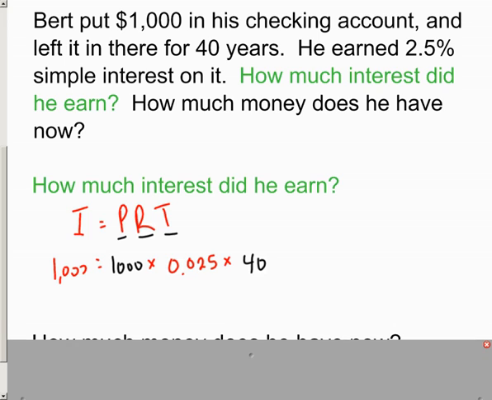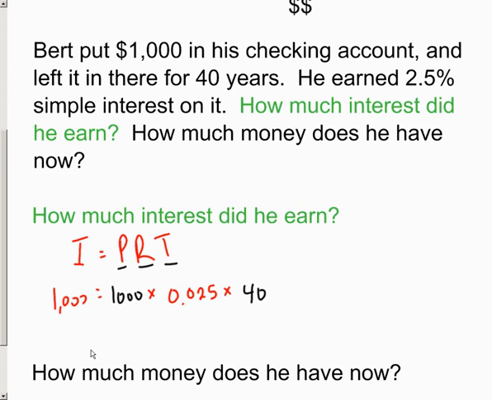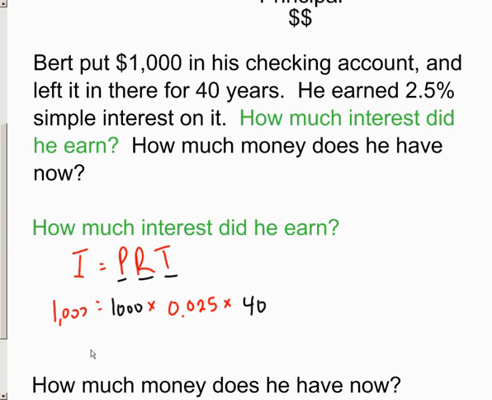So if we look a little bit closer at this question, how much money does he have now? This is how you figure that out. You take the original amount, which was the 1,000, here's the principal, $1,000, and you add whatever your interest was, which in this case it was $1,000. So 1,000 plus 1,000 is $2,000 total. So how much money does Bert have now? He's got $2,000. How much interest did he earn? It was 1,000. And his principal, his original amount, was 1,000 also.